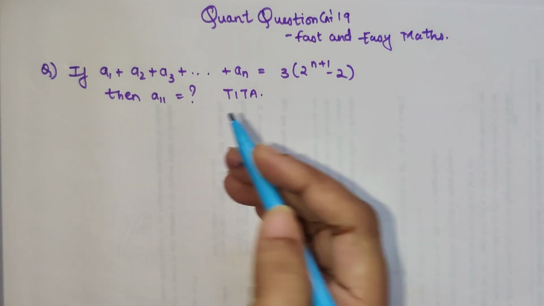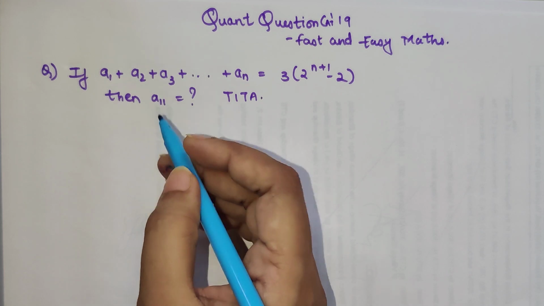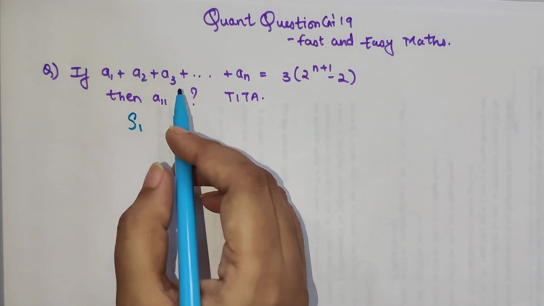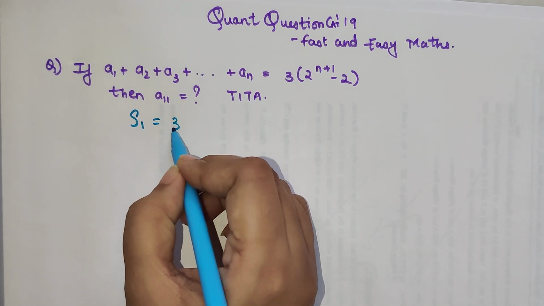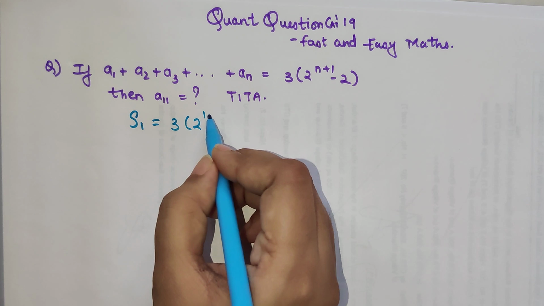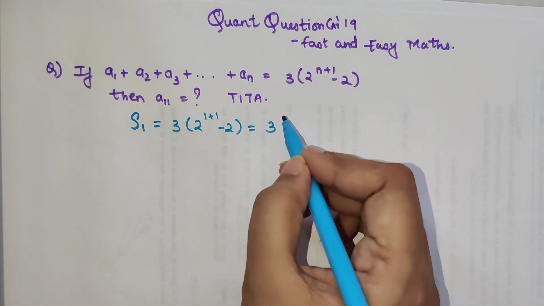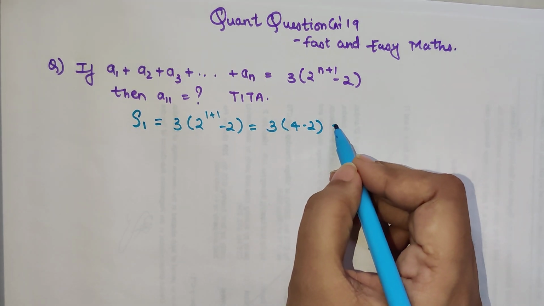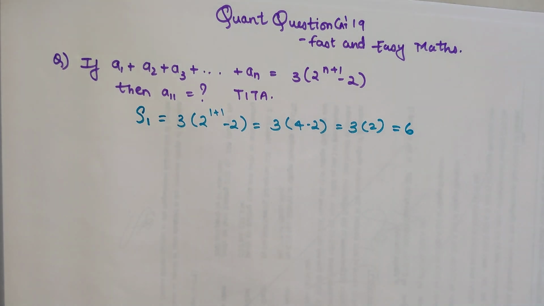Let's just do S1, because all of these are sums. So sum of first number is nothing but 3 into 2 raised to 1 plus 1 minus 2. So that is coming out to be 3 into 4 minus 2. That is coming out to be 3 into 2, which is 6.